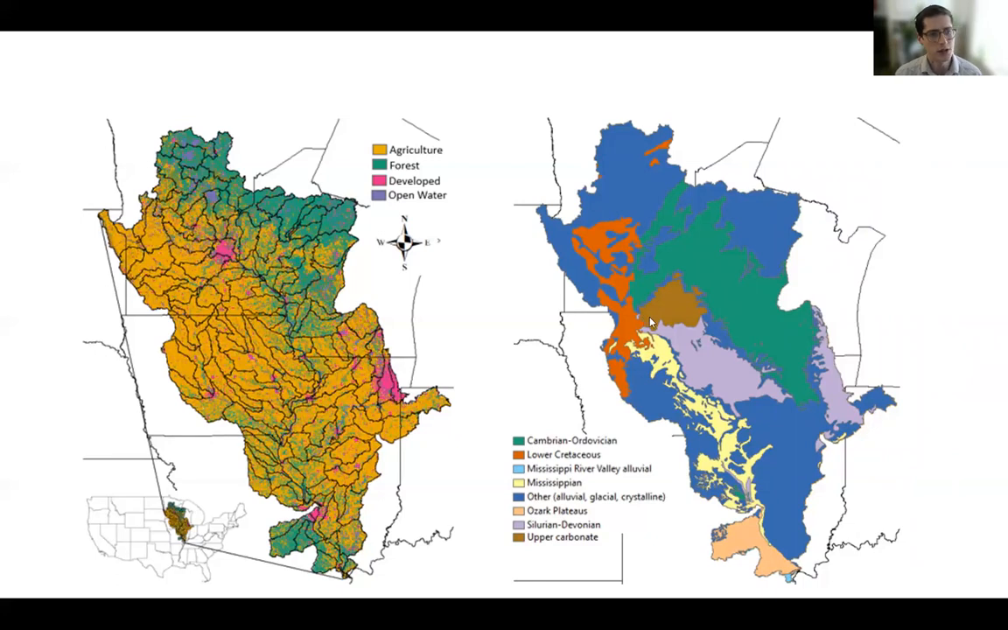Here on the right, we can see an example of a predictor underneath the Earth's surface. So here is the bedrock aquifer formations. These are the aquifers of the upper Mississippi River Basin.